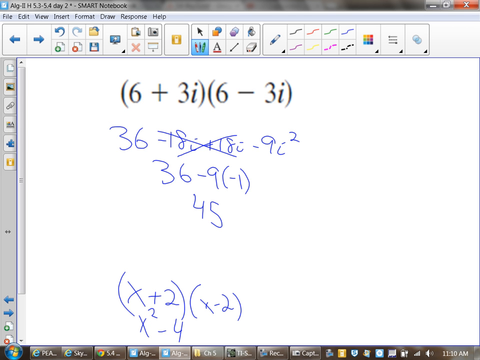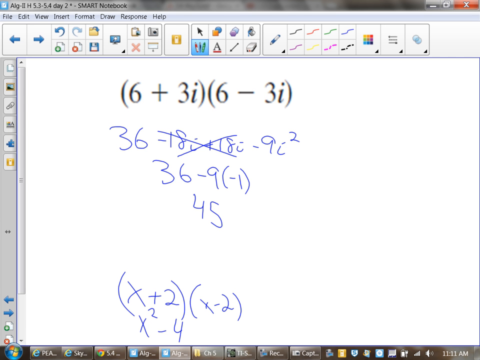Remember, in this case again, when it multiplies itself out, that middle term drops, and all you have to really remind yourself to worry about is that i squared. So again, I get negative 9 times i squared, which is negative 9 times negative 1. You get plus 9. Okay?